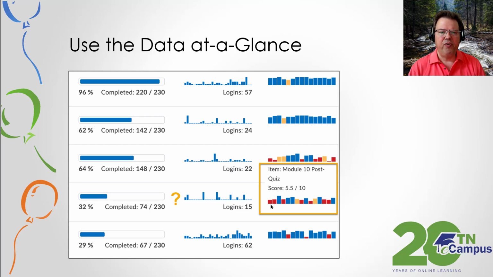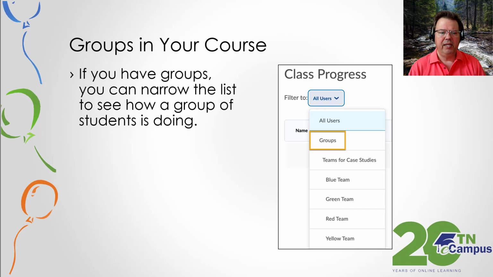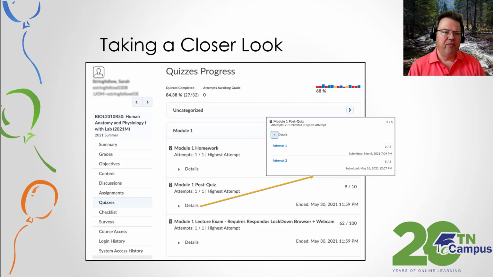Another good feature, if you're using groups in your Brightspace, is that you can take a look at that data within those groups. It's normally set by default to all users, but if you have groups, like case studies or blue team, green team, however you've broken it up, you can compare everyone in that group.